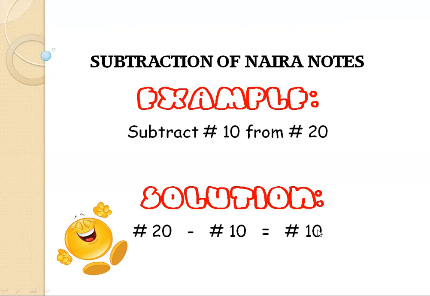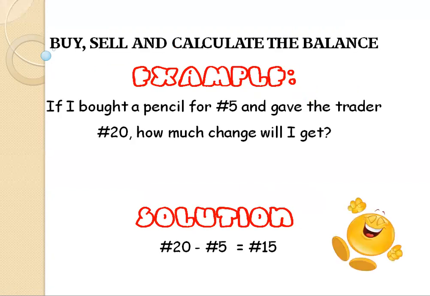And then I put my 0 at the back. So 20 naira minus 10 naira is 10 naira. If I have a 20 naira note and I want to give someone 10 naira, I'll be left with a 10 naira note. Do we understand that? Beautiful. Now let's get how we can buy, sell, and calculate our balance.